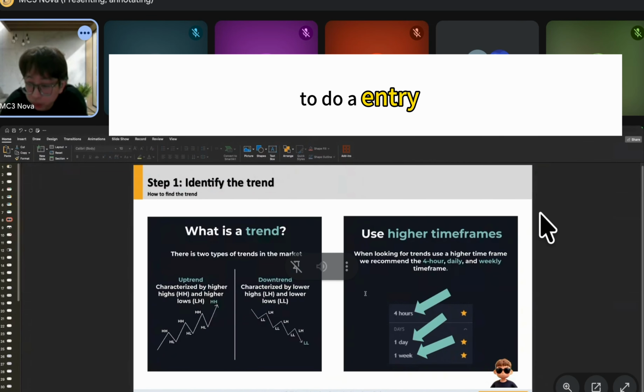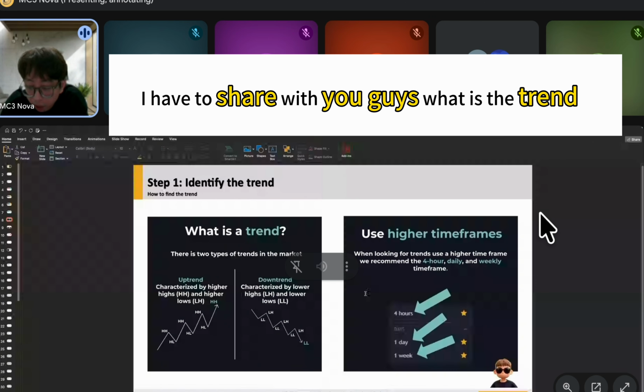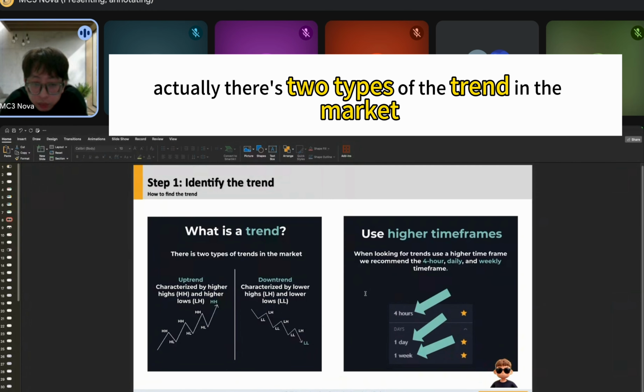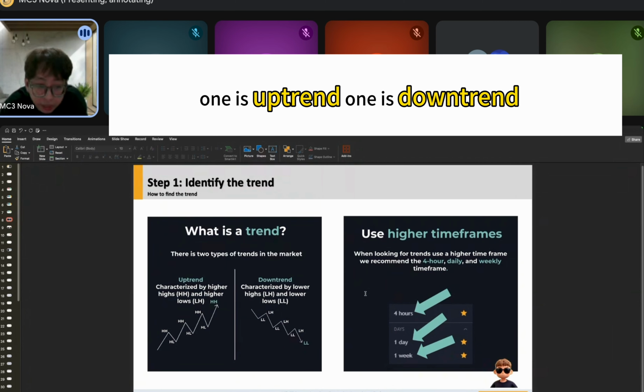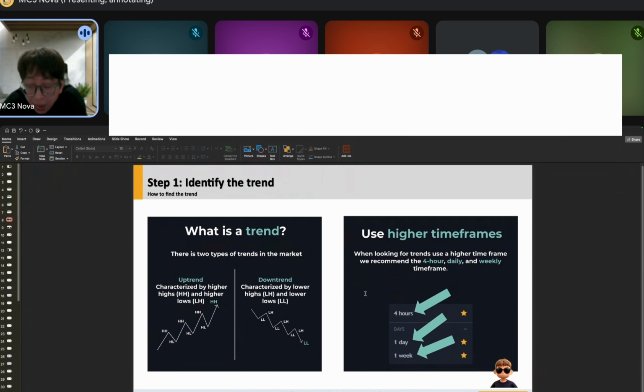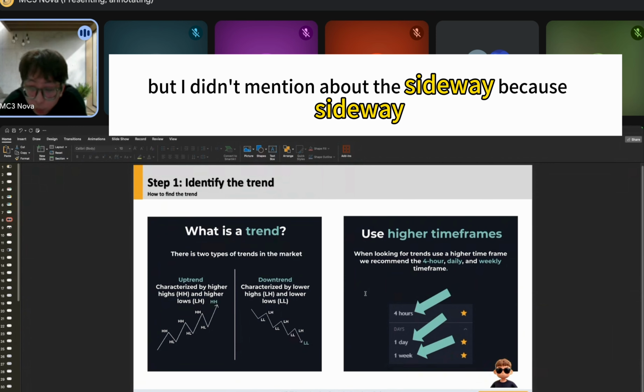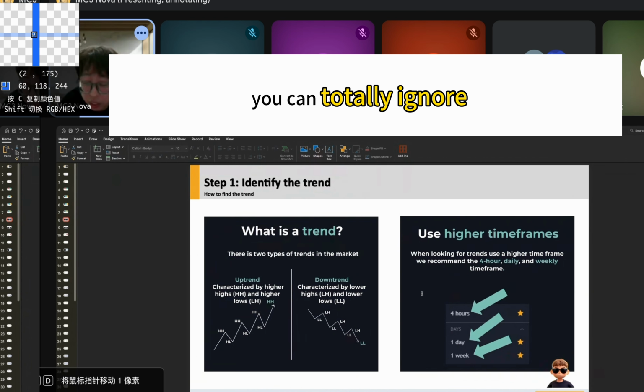To do an entry, first I have to share with you guys what the trend is. Actually, there are two types of trend in the market: one is uptrend, one is downtrend. I didn't mention sideways because sideways you can totally ignore.